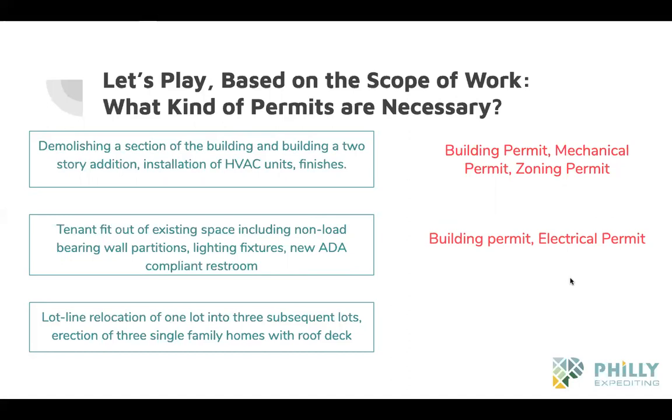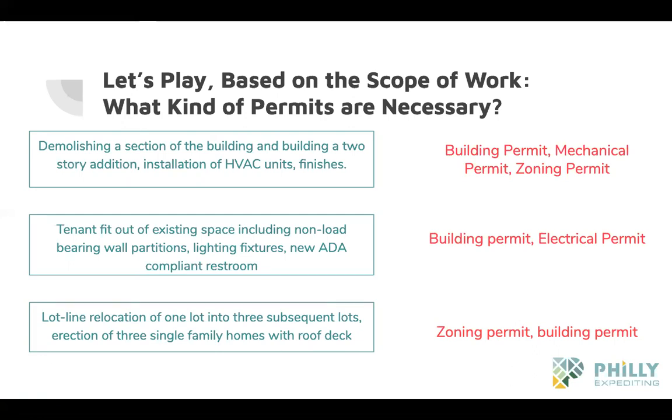Yep. And then a lot line relocation of one lot into 3 lots, and then building single-family homes with roof deck. Zoning use and building. Zoning for the lot, right. So it's zoning in the building, but this is where, and I'm gonna go into phases next. For something like this, as long as what they're building is by right, and as long as the lot line relocation is by right, they can do the zoning permit for the lot line relocation and the new construction homes in one zoning permit application.